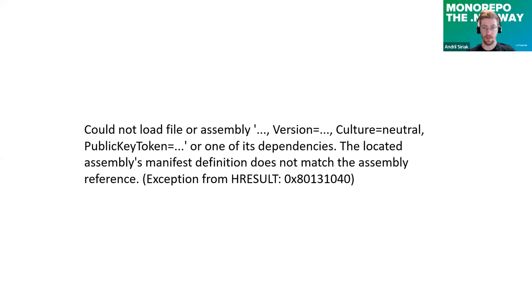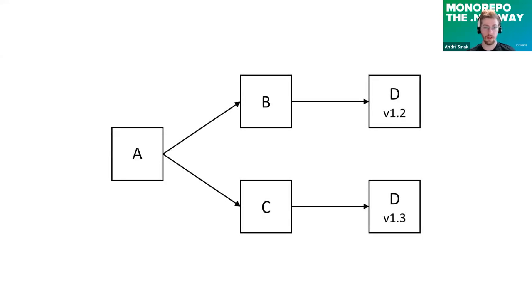For those of you who haven't seen it, the problem is with dependencies. We have our project A depending on two different packages, B and C, which in turn depend on different versions of a package D. So in this case, you can see that we have version 1.2 and 1.3. And when we are building our projects, all of the DLLs, these NuGet packages, are copied to the output directory. And there will be only one copy of library D left at this point.